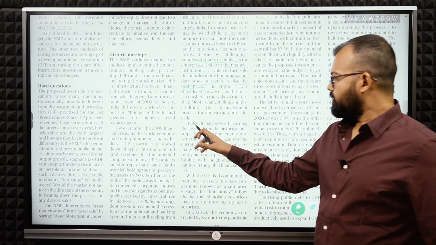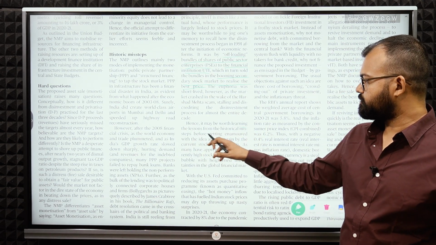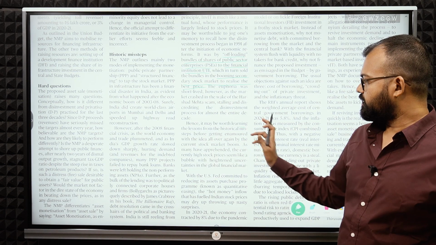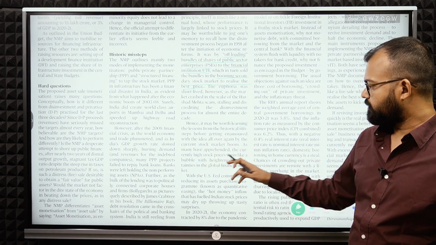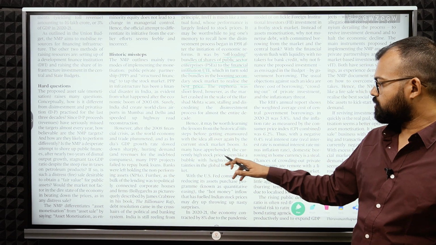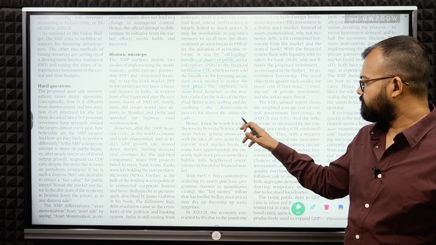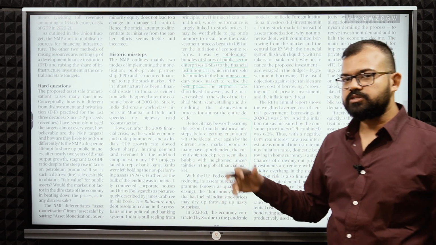Okay, so it may be worth learning the lessons from the historical missteps before getting the idea all over again. The current stock market boom, as many have apprehended, with currently high stock prices, seems like a bubble with heightened uncertainties in the global financial market. So what is the author saying?